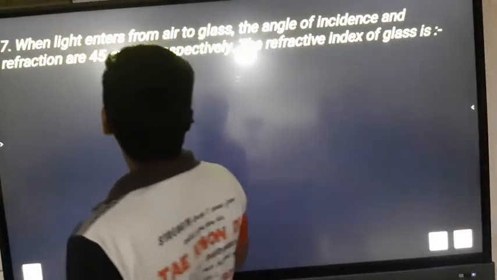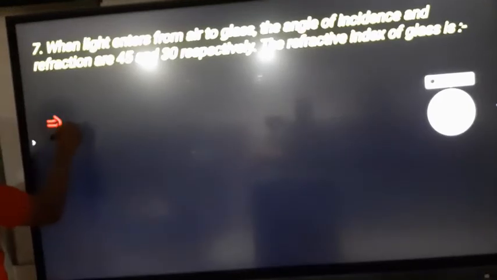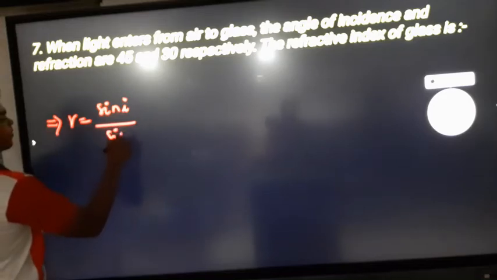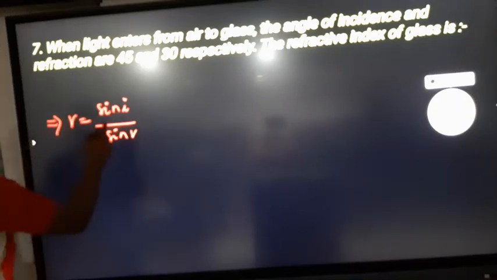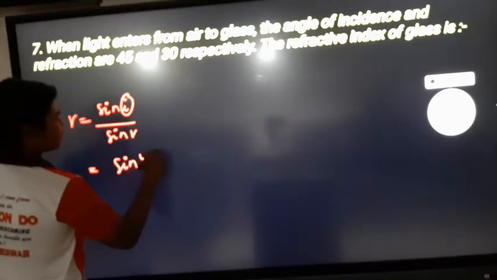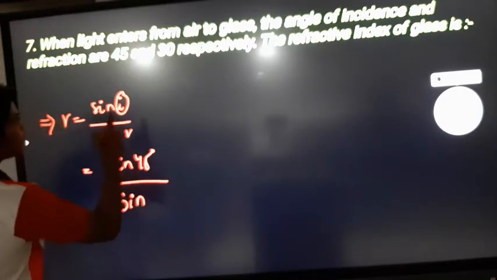Next question. When light enters from air to glass, the angle of incidence and refraction are 45 degrees and 30 degrees respectively. Find the refractive index of glass. We know that the formula of refractive index is sin I by sin R. The angle of incidence I is 45 degrees, so we'll take sin 45 degrees by sin R, where R is 30 degrees, so sin 30 degrees.